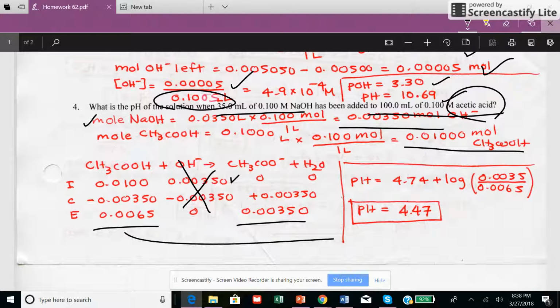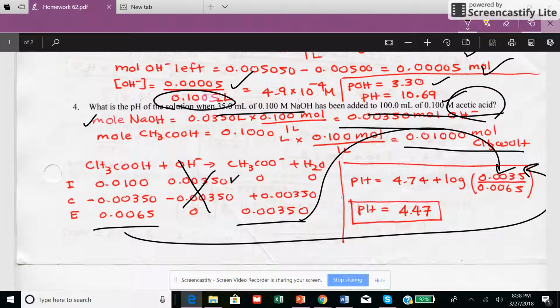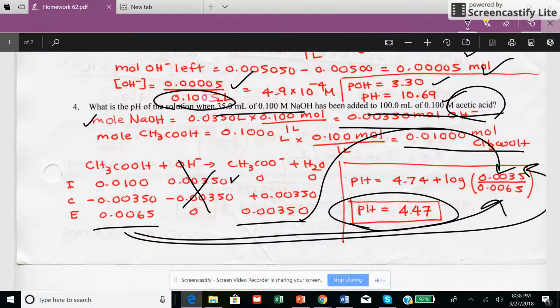Plug in the acid over here. Oh no, sorry. Did I do this wrong? Oh yeah, I did it right. Okay, so the base goes over here. Sorry, the acid goes down here. So the pH that I have is 4.47.